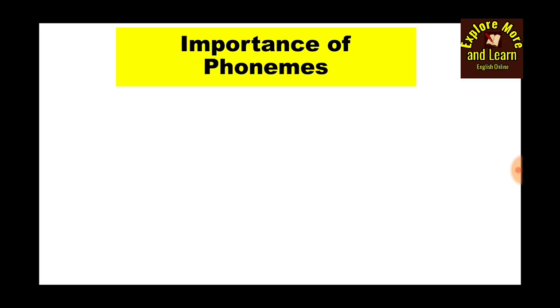Got it? So we write the letters to write the spelling of a word, but we write the phonemes to write the correct pronunciation of a word. When you read the phonemes, like when they are written, that's called phonetic transcription.